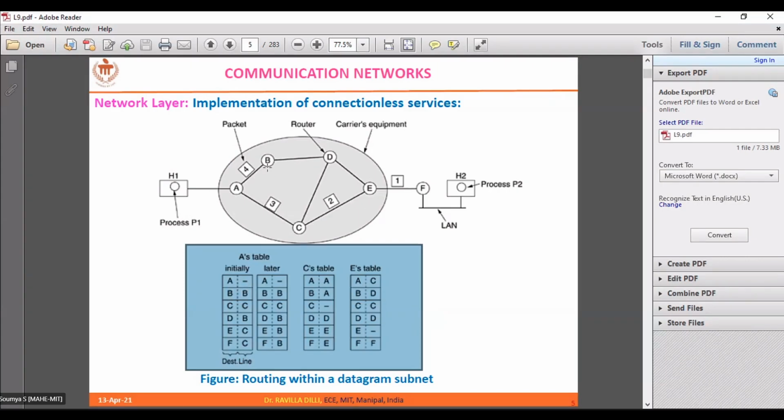If it has to reach B, then what does it do? You see, there is a direct connection to B from A. So the next line would be B itself. Similarly to C, A is directly connected to C. So the next line would be C. If it has to go to D, let us say, then through which node should it go? It will have to decide. According to this, it goes to B and then from B to D. So the next hop is B.